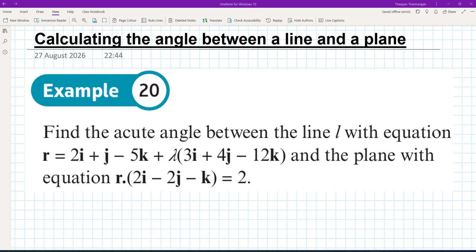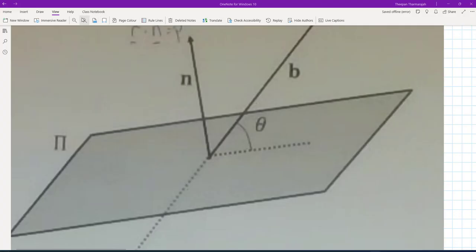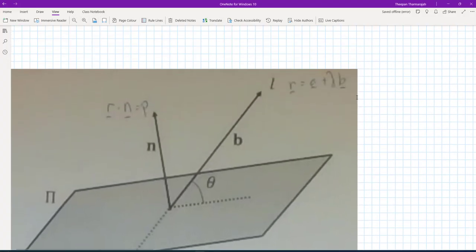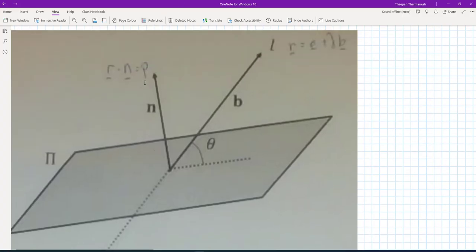In this video, we're going to look at how to calculate the angle between a line and a plane in vectors. Before we solve this question, I'm going to explain visually what's actually happening in this scenario. We have a plane, and a normal to the plane represented by n, and we have a line L, which is another vector. We want to calculate the angle between the line and the plane.